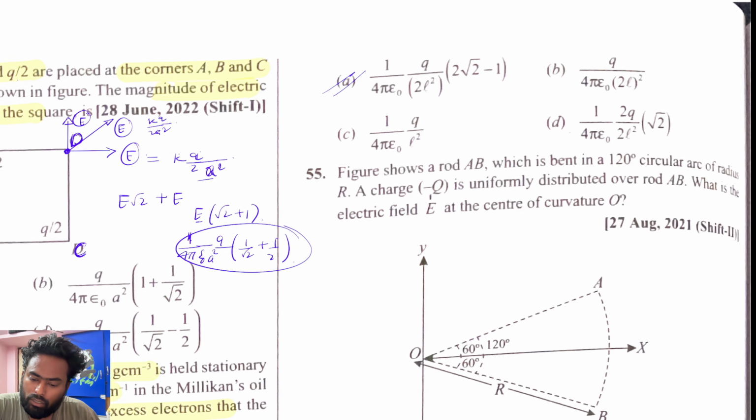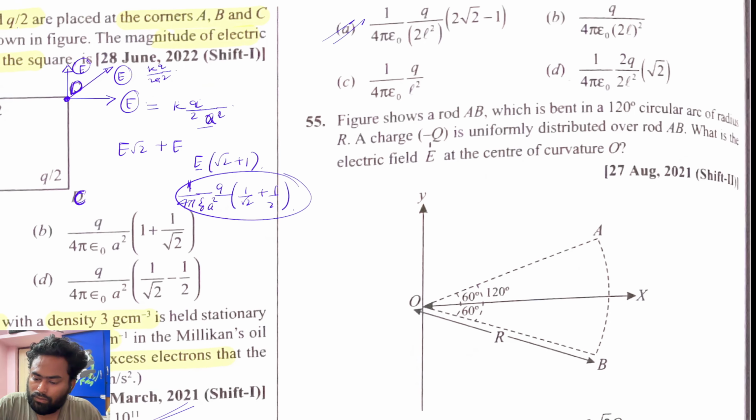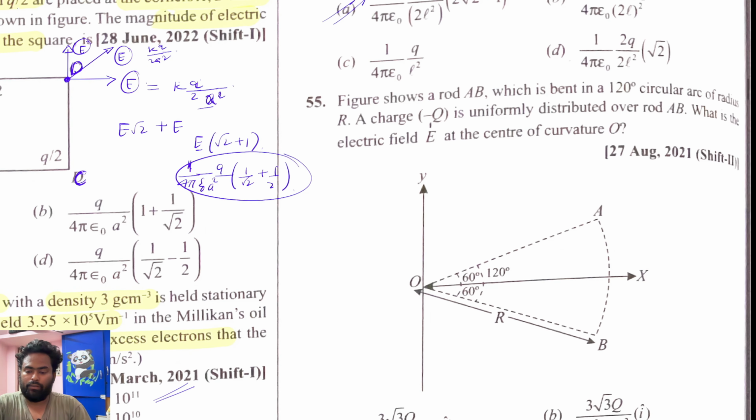Root 2 minus 1 by 2, option number 1. Next question.